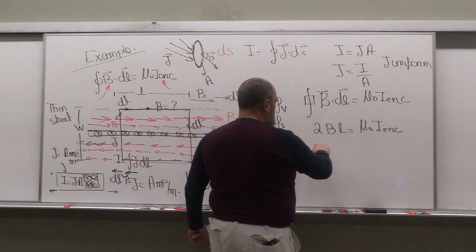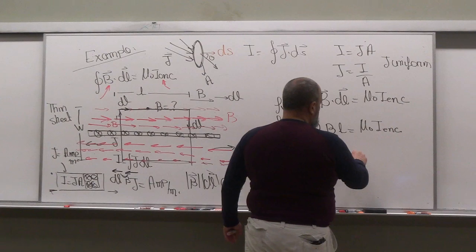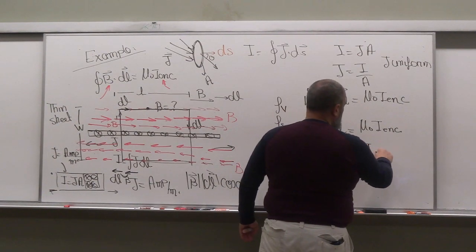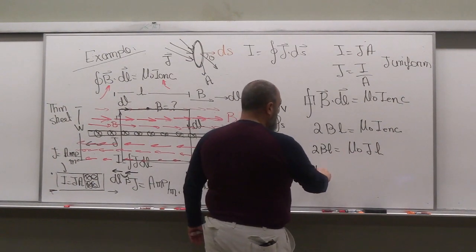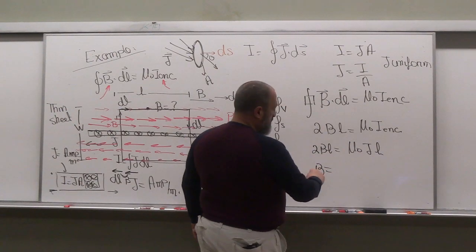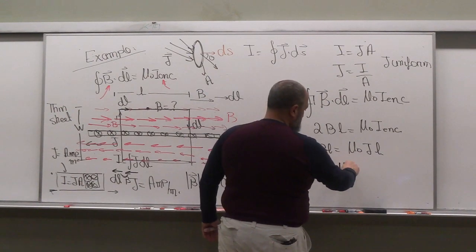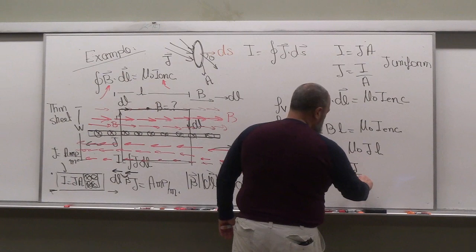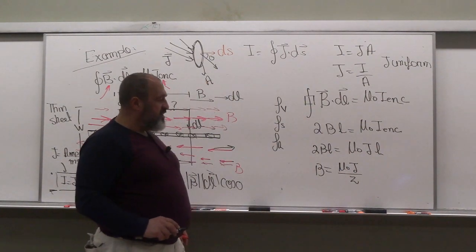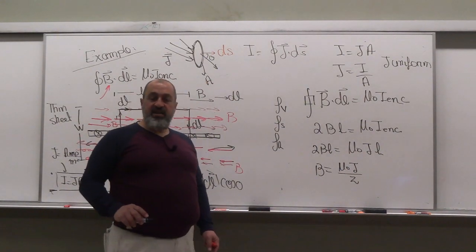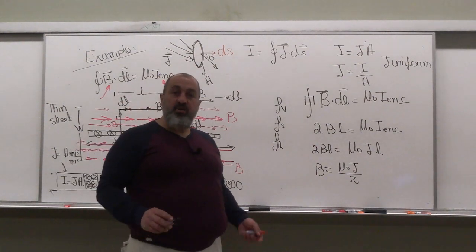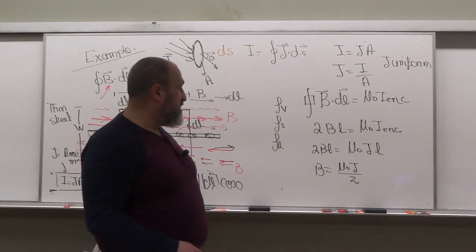So 2BL is equal to mu naught times J times L. So B is equal to mu naught J over 2, in a very similar fashion to calculating the electric field from an infinite sheet. And that was given by rho s over 2 epsilon naught.